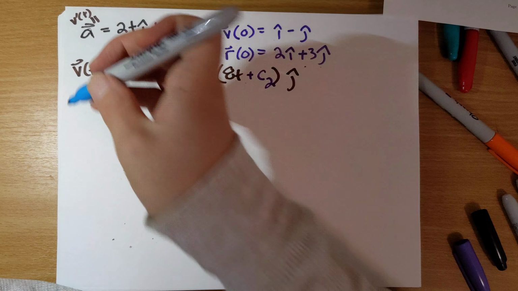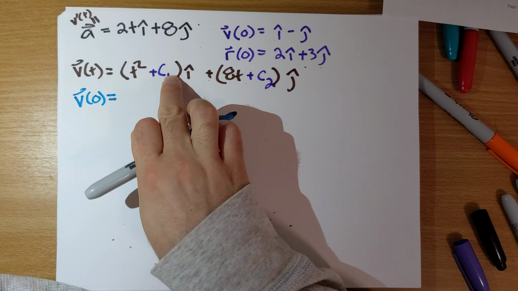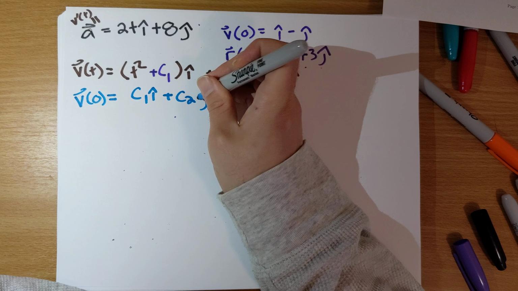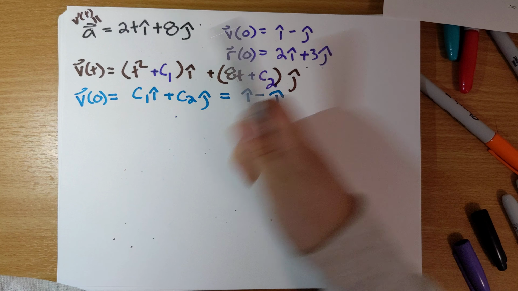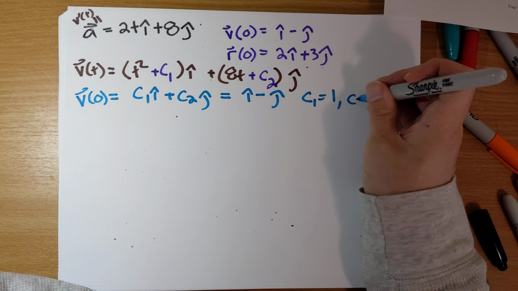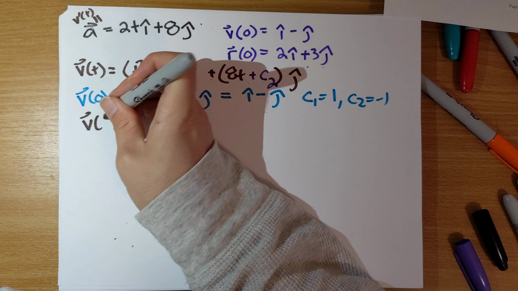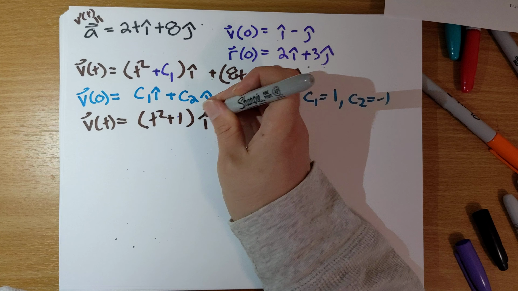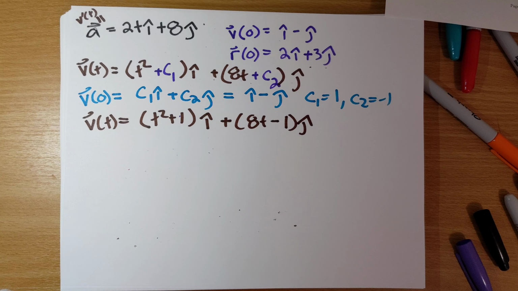Now the thing is that when we plug in 0, we get 0 squared plus c1 i hat plus 0 plus c2 j hat, and we want this to equal i hat minus j hat. So guess what? c1 is 1, c2 is negative 1. And so v of t is actually t squared plus 1 i hat plus 8t minus 1 j hat. Okay, so that's our first integration.